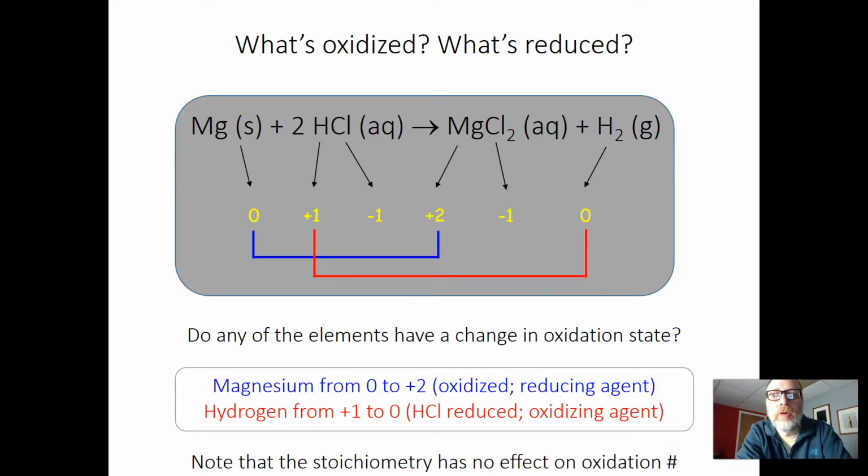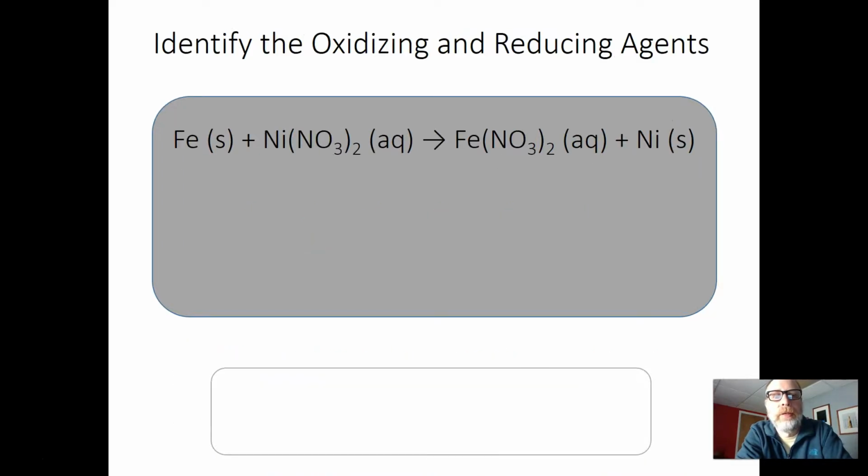All right, let's try one more example. Iron reacting with nickel nitrate. So again, pause it, determine oxidation numbers, see if you can figure out what's being oxidized and what's reduced, what's the oxidizing and reducing agent.